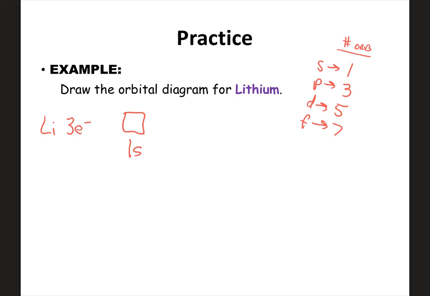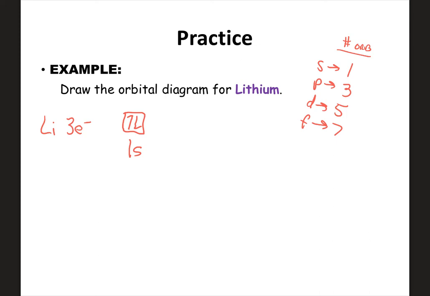All right, so if I fill this box with 2 electrons, am I going to be over my number of total electrons I need? Well, no, because I need 3 total electrons here. So I draw 1 electron going up and the other going down in the box. Those arrows represent the electrons.